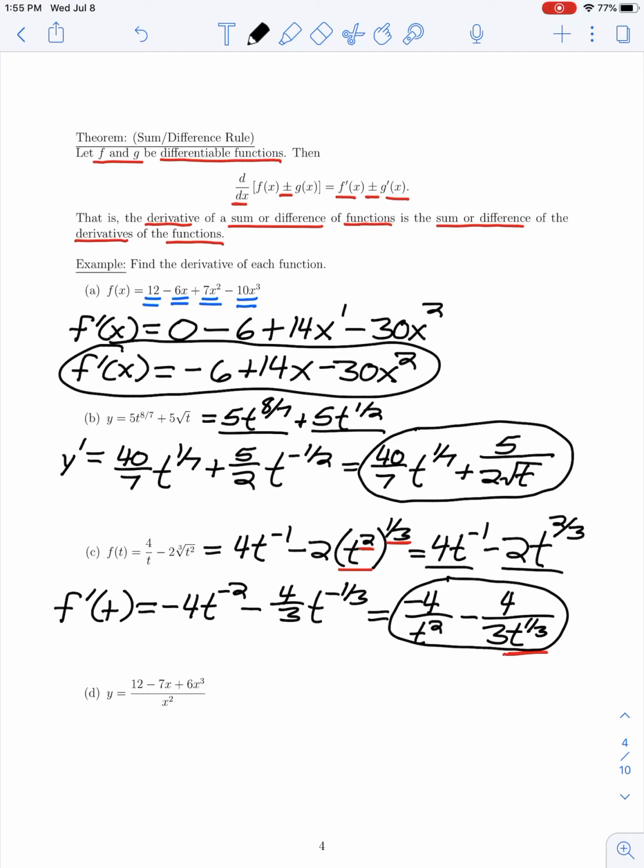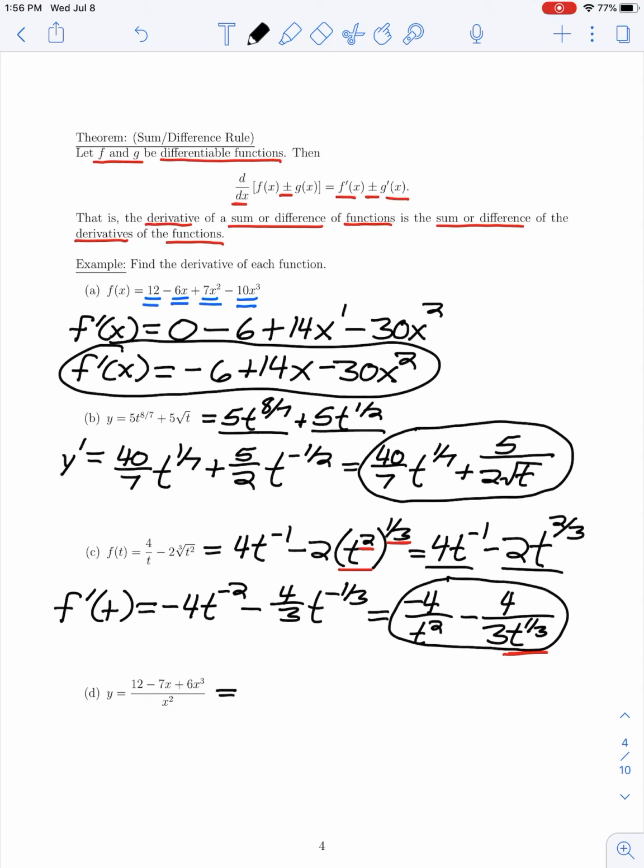Now in part D, we have y is the quotient of two polynomials. We have 12 minus 7x plus 6x cubed all over x squared. And so far, we haven't talked about a rule for finding the derivative of a quotient of functions. We'll introduce that in our next section. So in order to handle this, we would have to rewrite this function in a way so that it's not a quotient.